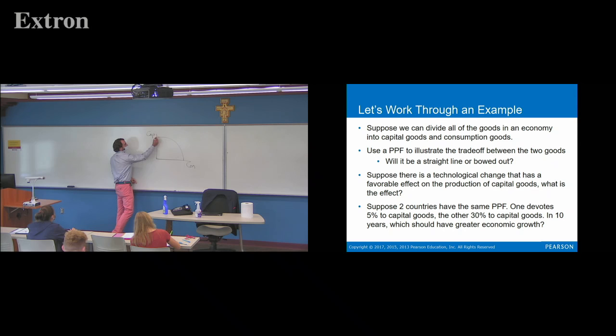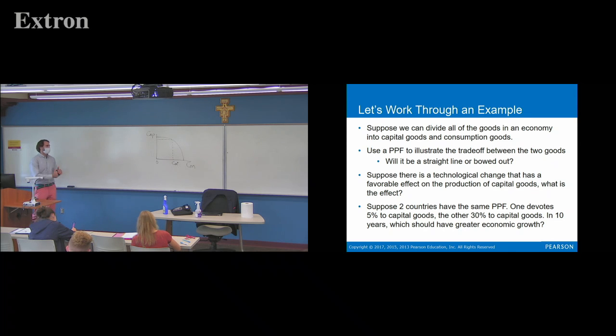So instead of here, where you have 0 consumer goods, you drop down here just a little bit, and you end up making a lot more consumer goods, because just these few resources are much more suited to make final consumer goods than they are to make capital goods. Does it matter what is on the X and Y axis? No, it doesn't. That's just the way I picked it.